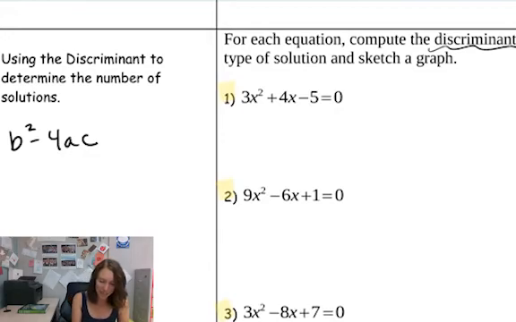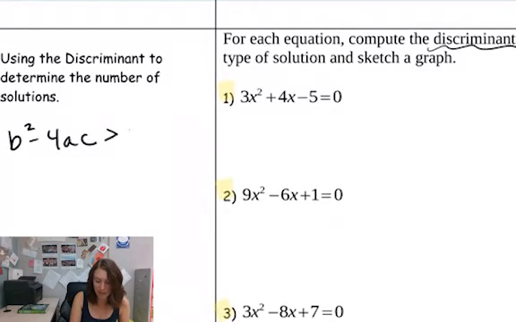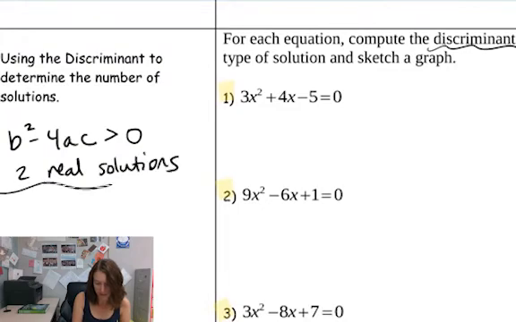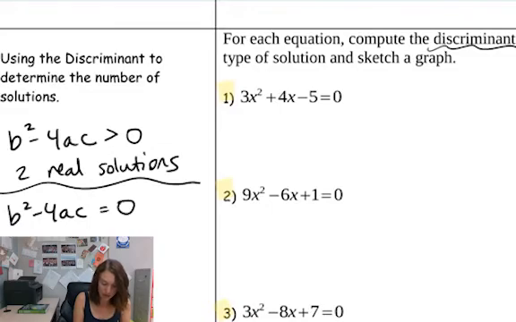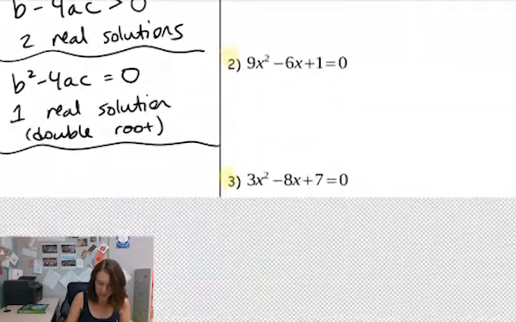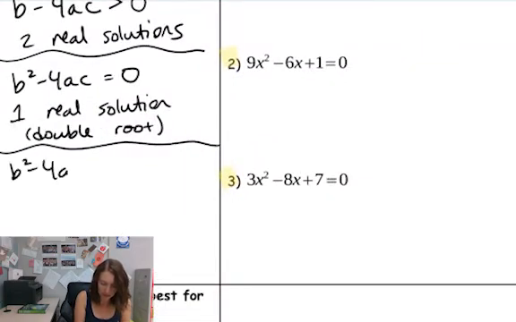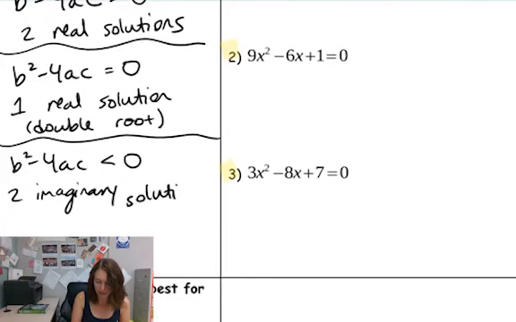And what that does, if that ends up being positive, so greater than 0, then you're going to have 2 real solutions. If b squared minus 4ac equals 0, you're going to have 1 real solution. It's actually going to be what we call a double root. And lastly, if b squared minus 4ac is less than 0, so if it's negative, then you're going to have 2 imaginary or complex solutions.